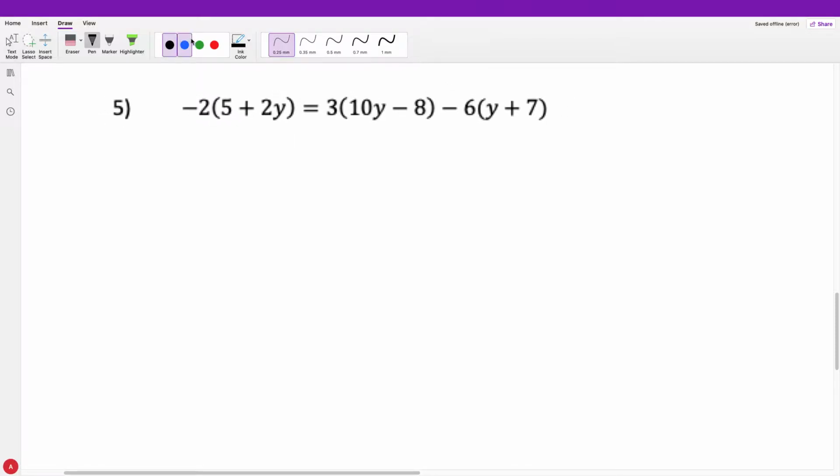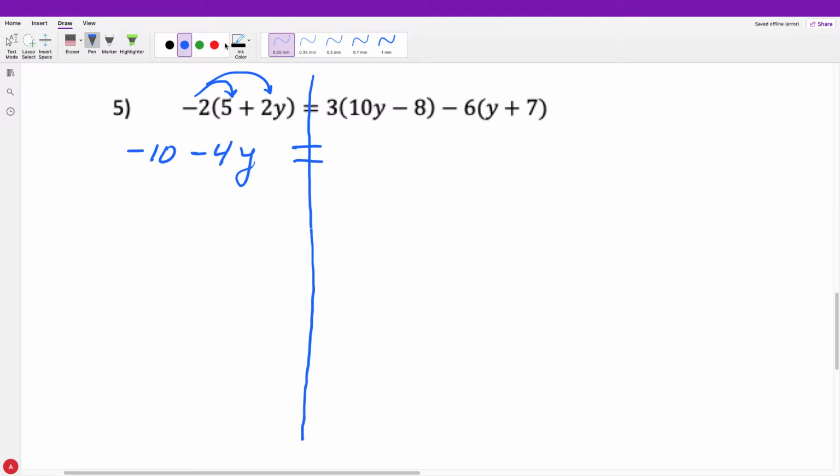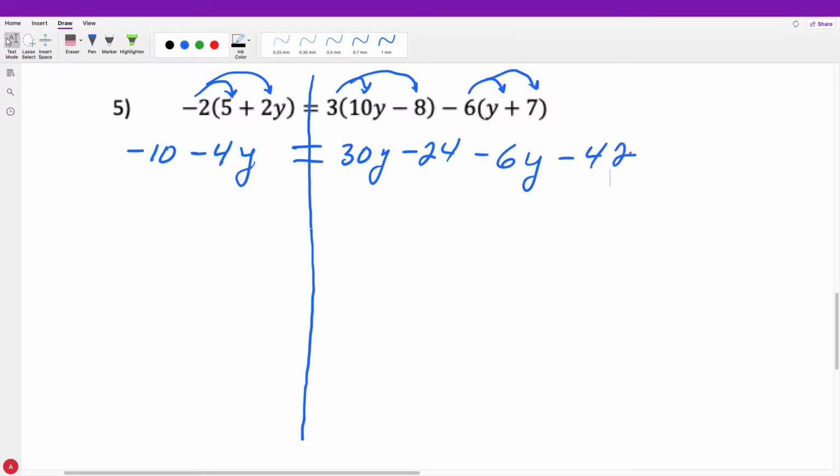So remember, the first thing that we look to do is we look to simplify everything that we can. So on both sides, I see I have these parentheses. So I'm going to go ahead and distribute this negative 2 in. I'm going to get negative 10 minus 4y is then equal to. And now I'm going to distribute this 3 in. So remember, you need to distribute the 3 into both. So 30y minus 24. And now I'm going to distribute the negative 6 in, minus 6y minus 42.